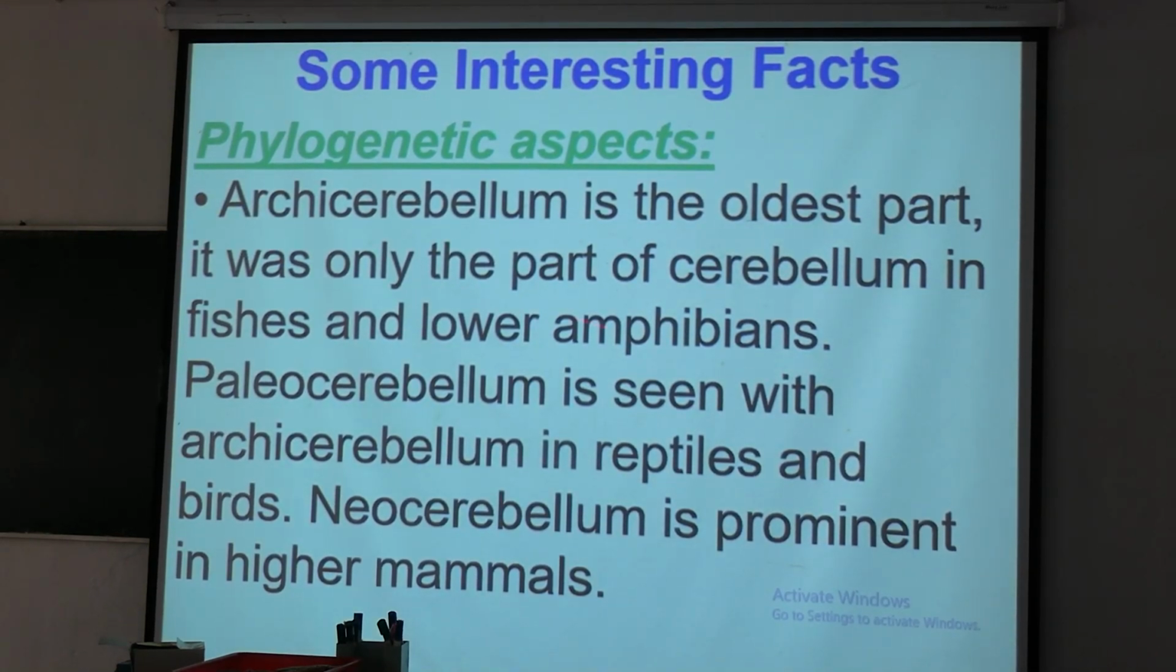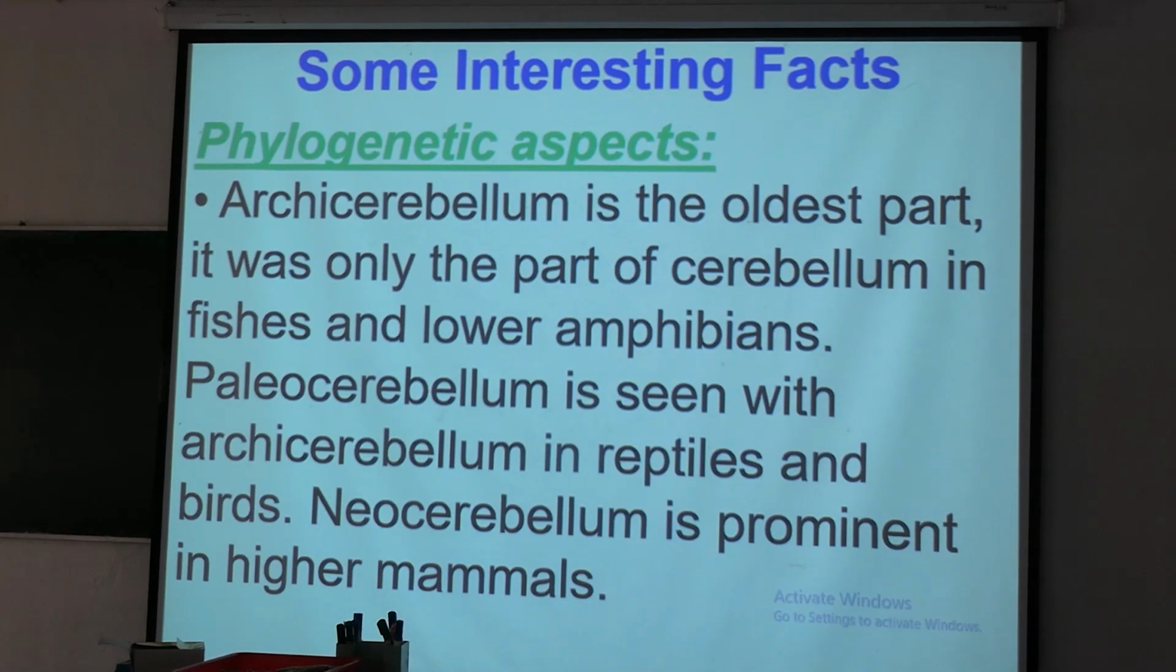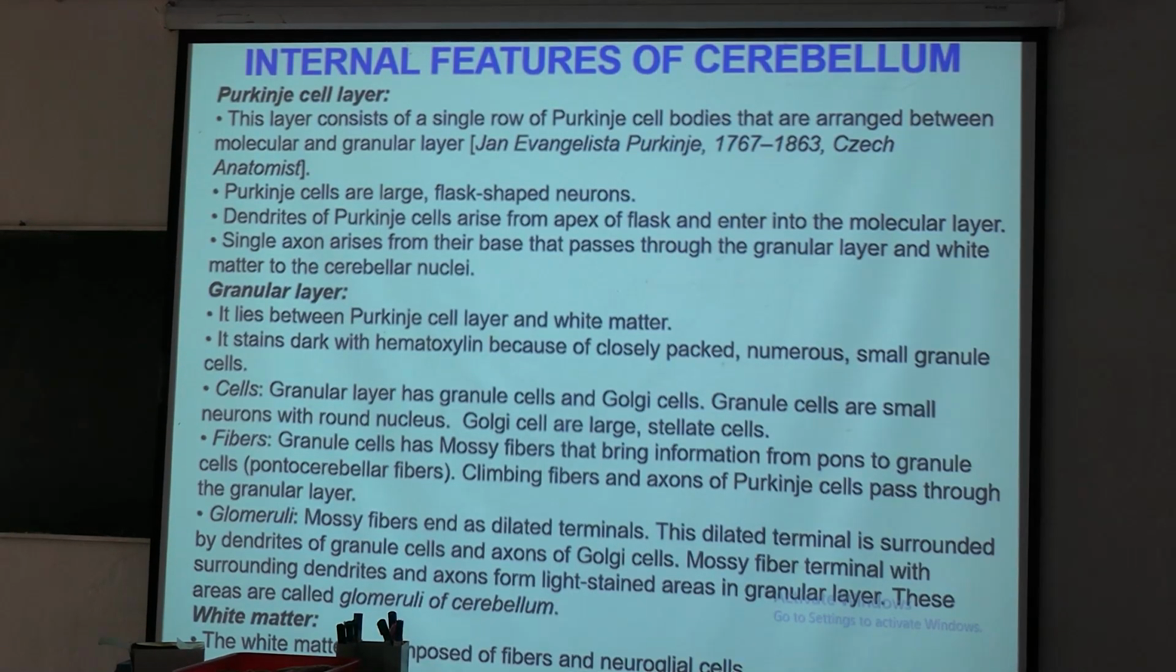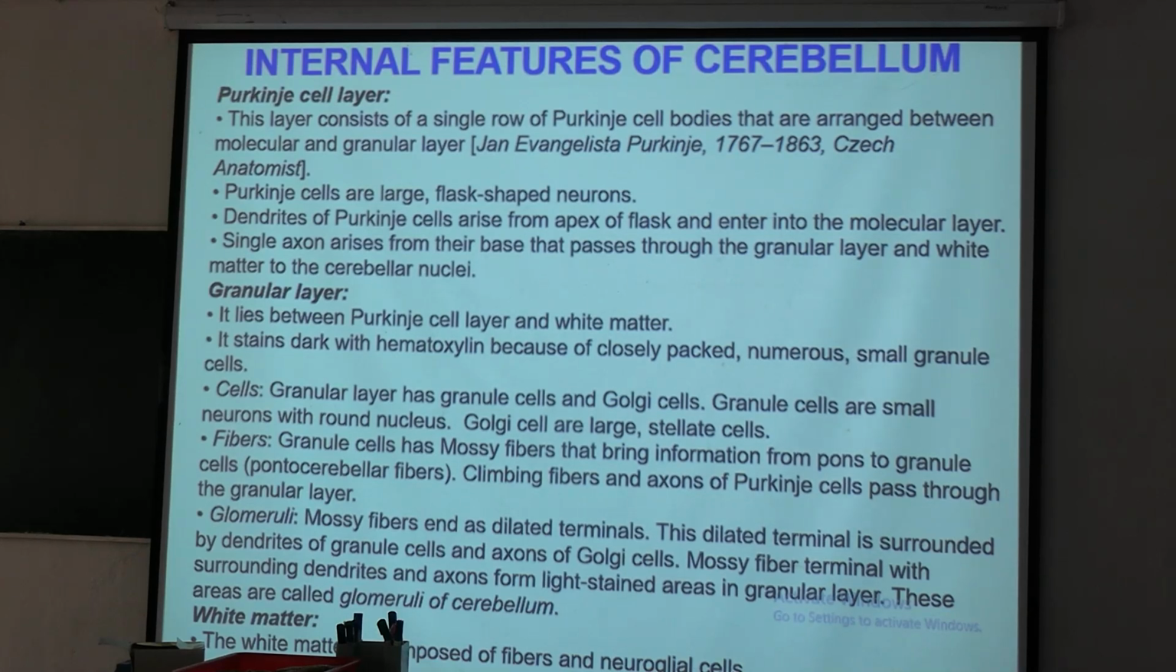Archicerebellum is the oldest part, and it was the only part of the cerebellum in fishes and lower amphibians. Here you only get archicerebellum. Paleocerebellum is seen with archicerebellum in reptiles and birds, and neocerebellum is prominent in higher mammals. Next, we have discussed the molecular layer.